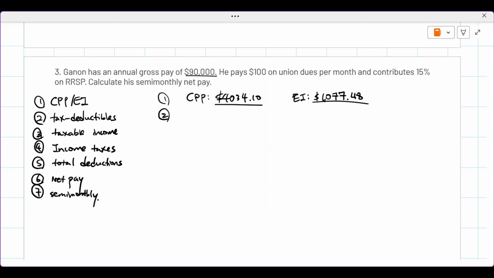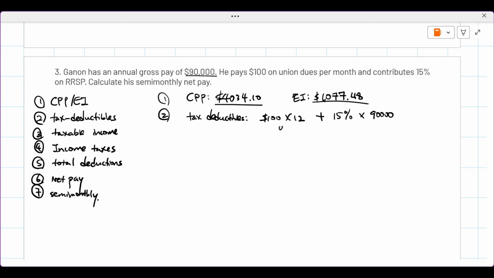Next step, we're going to find tax deductibles. So apparently he pays $100 in union dues per month. So that's going to be $100 times 12 for the union dues. And then he contributes 15% to RSP. So that's going to be 15% times the $90,000.